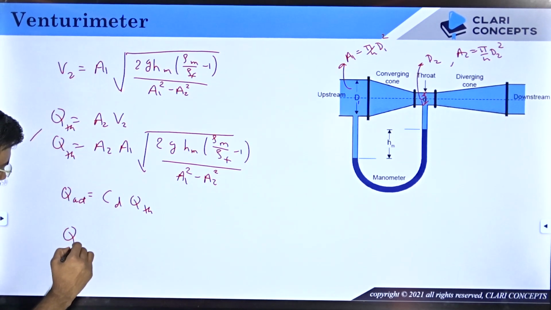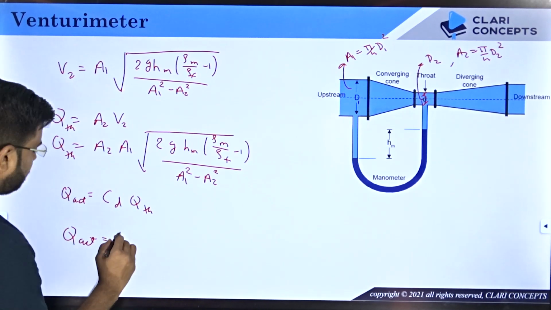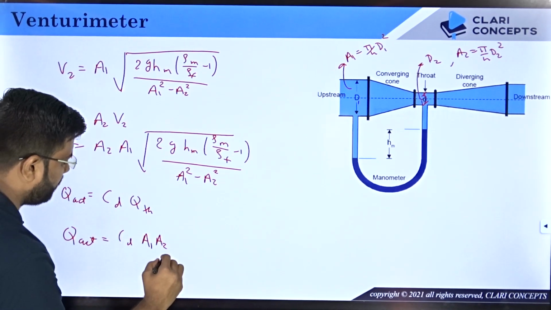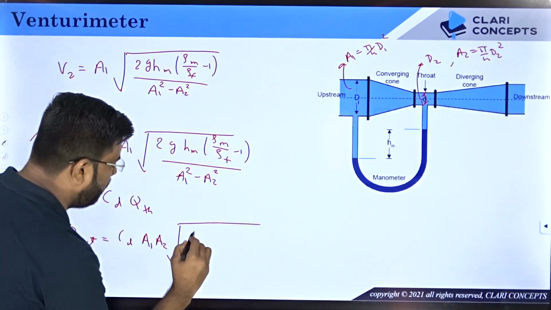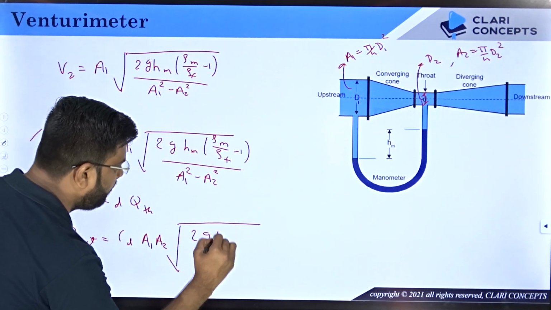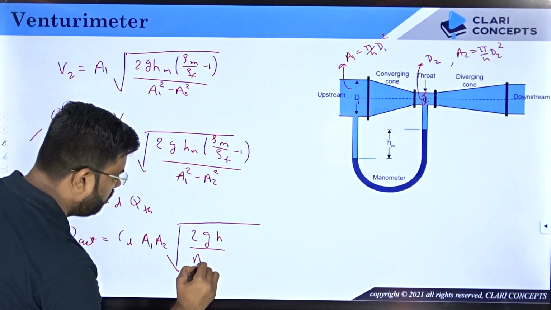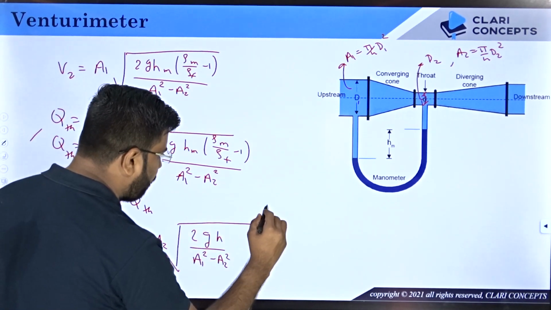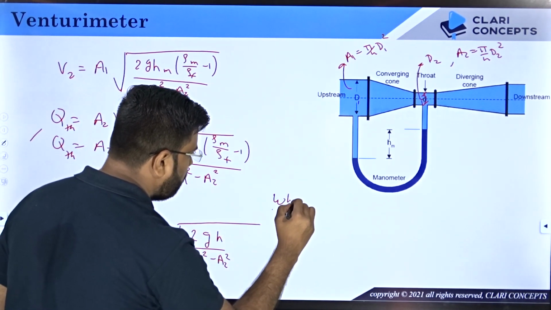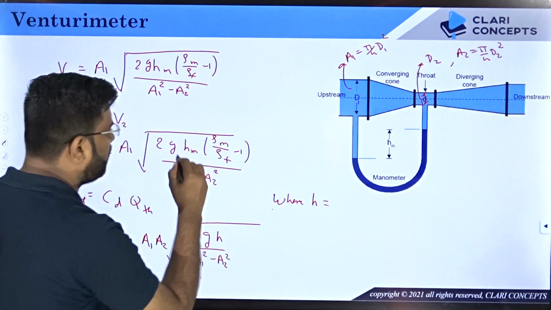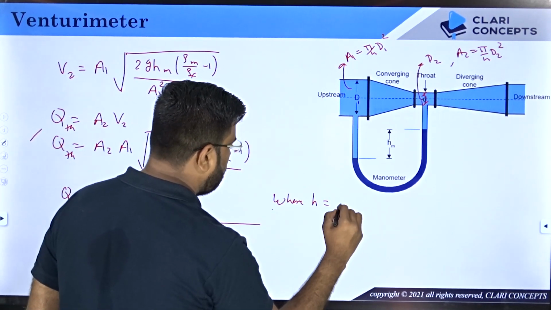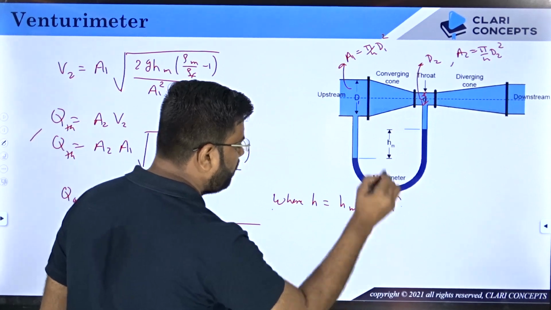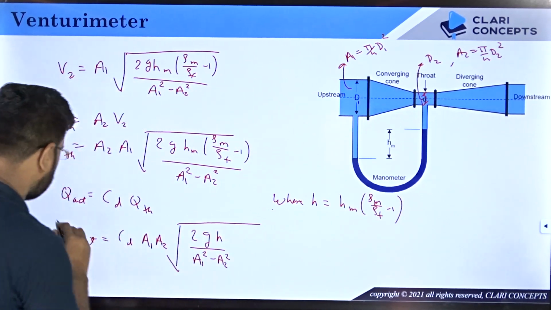So then your Q actual will become CD into A1 A2, where CD is the coefficient of discharge, into the bracket, which I will simplify: 2G H upon A1 square minus A2 square, right? And what is H? I am putting the value of H, where H is equal to this particular term, that is HM into rho m by rho f minus 1. See why I am putting it like this, because this is the final form.